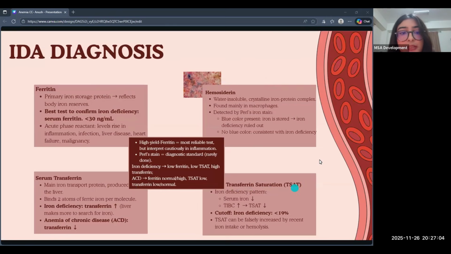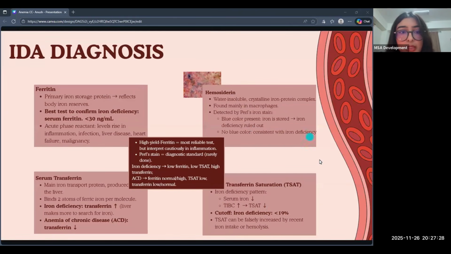Okay, so in iron deficiency anemia, what we have is serum iron is decreased, TIBC is increased, but the saturation is decreased because the body lacks iron. So even despite their efforts of going to find iron, it's still not saturated enough. Now, TSAT can also be falsely increased if there's iron intake, like recent iron intake, or hemolysis.